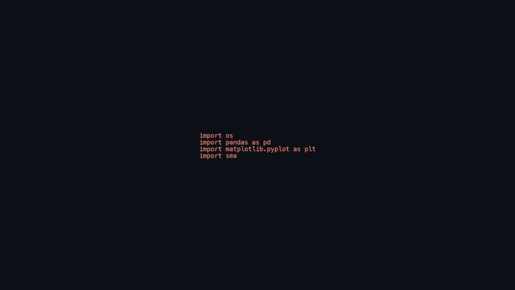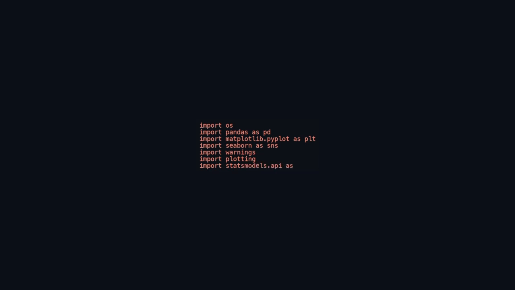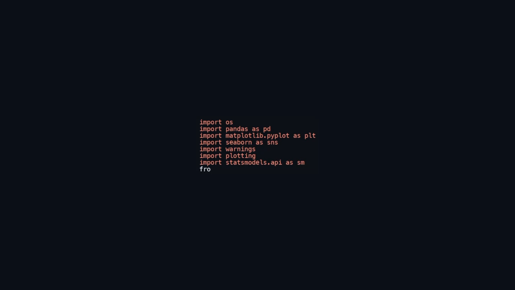Matplotlib.pyplot and Seaborn are both used for plotting. Seaborn builds on Matplotlib and makes it easier to create more attractive and informative statistical graphics. Warnings is imported to manage warning messages from Python. Here, it's set to ignore any warnings, which might help keep the output clean for our analysis. Plotting seems to be a custom module that likely contains specific plotting functions tailored for this project. Statsmodels.api is imported for statistical modeling, which will help in testing hypotheses on the stock data.